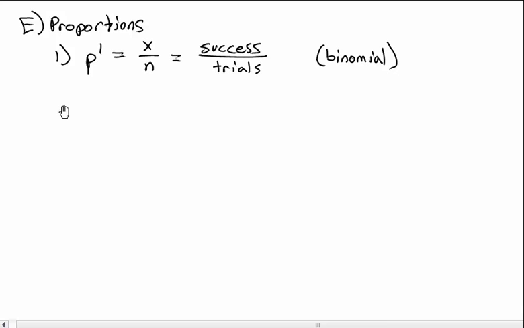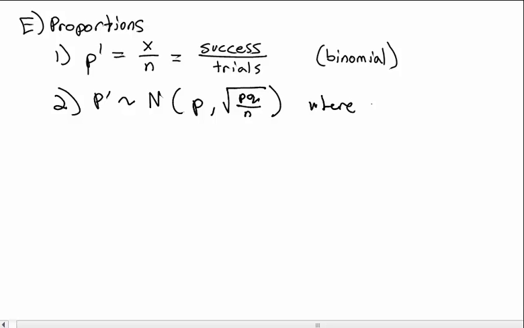And it turns out that these proportions, p hat or p prime, are normally distributed with a mean of p, a mean of the actual proportion, and a standard deviation, which is the square root of pq divided by n, where q is equal to 1 minus p. In other words, q is the proportion that don't do what we want, the other group, if you will.